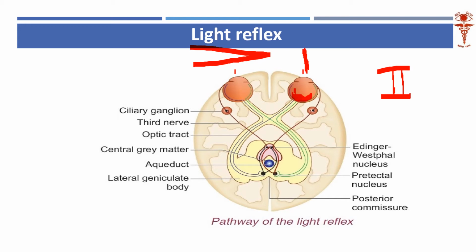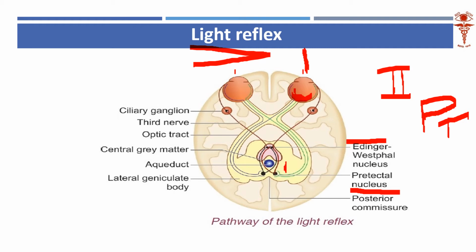and go to the pretectal nucleus. From the pretectal nucleus, they go to the Edinger-Westphal nucleus of the third nerve complex. So the pretectal nucleus is very important. From the pretectal nucleus, it is going to go to the Edinger-Westphal nucleus. So the center is actually the pretectal nucleus. Pretectal nucleus is my center. Okay. Afferent is the second cranial nerve, center is the pretectal nucleus.